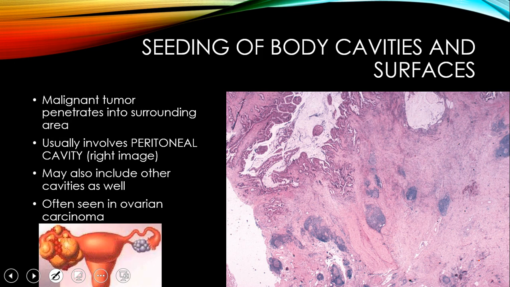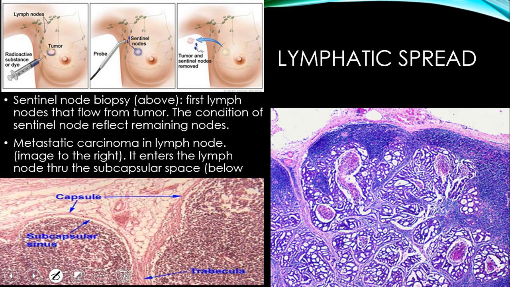The next concept here is the seeding of body cavities and surfaces. So in the case of a malignant tumor, what it does is it penetrates the surrounding area. And this usually involves the peritoneal cavity. And he starred this multiple times. Peritoneal cavity is the main time that this will happen. But it could also include other areas as well. It could be here. Another example is the ovarian carcinoma, as I showed down here. This would be one that tends to seed in other body surfaces or cavities.